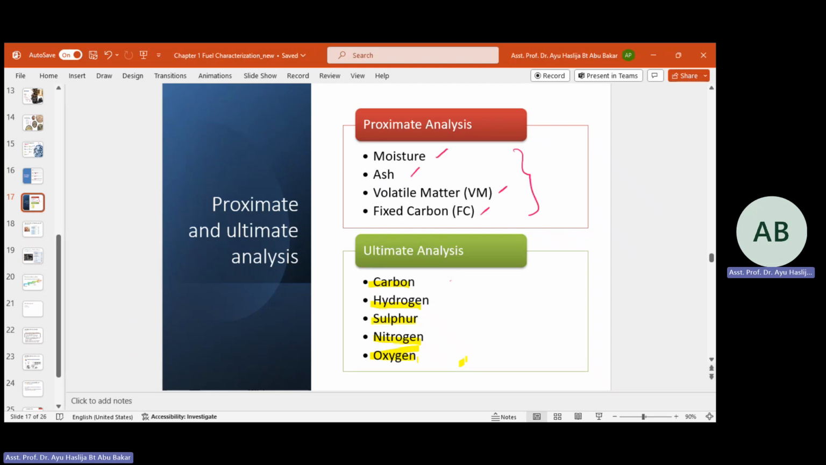For ultimate, we will go for elemental. Elemental, we will find how much carbon, how much hydrogen in the fuel, sulfur, nitrogen and oxygen. So basically this one is either done at the lab to identify, or we send it to the lab to analyze. There is specific equipment. So from there, let's say we get the content percentages of all these. From there we need to generate the combustion equation to predict what gases will come out.